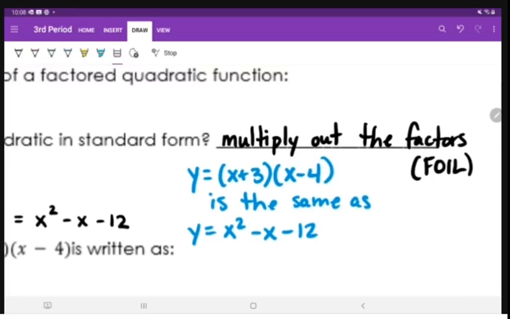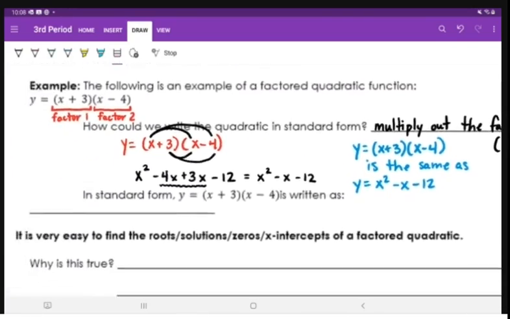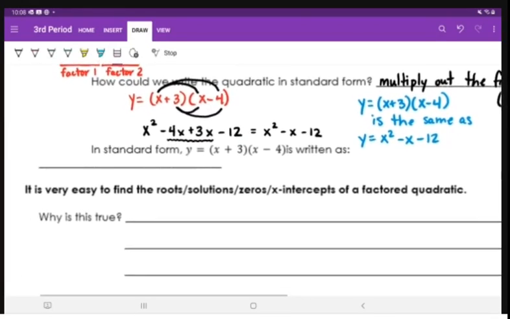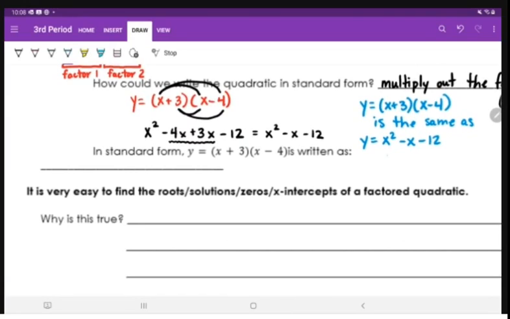So I just wanted to show you that this is a quadratic equation, this x plus 3 times x minus 4. For some reason, my line got kind of messed up. There should be a line here that you're writing the x squared minus x minus 12 on.